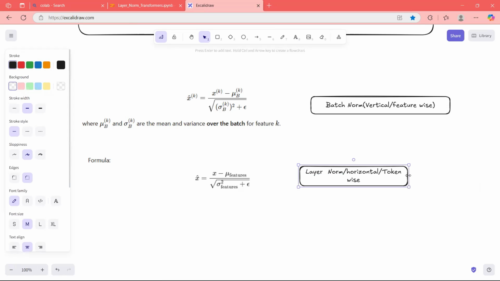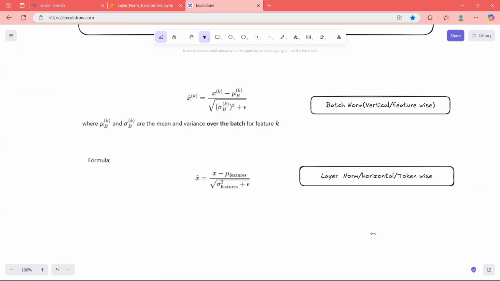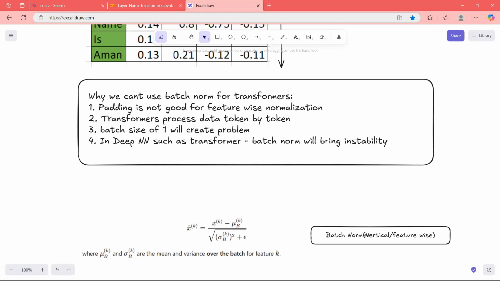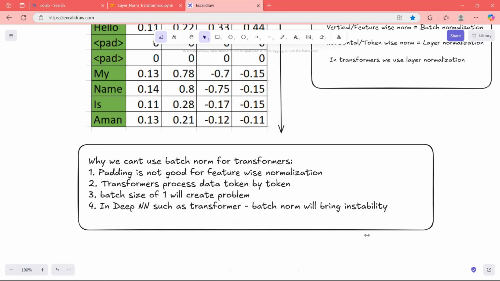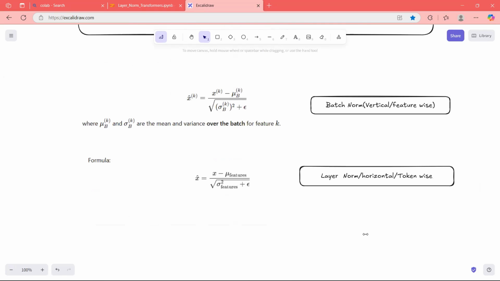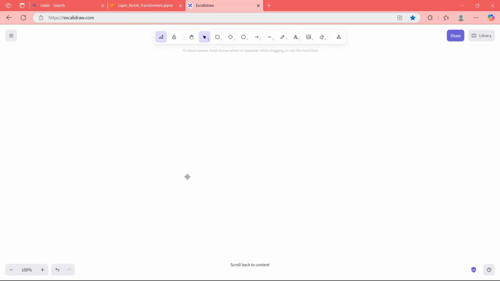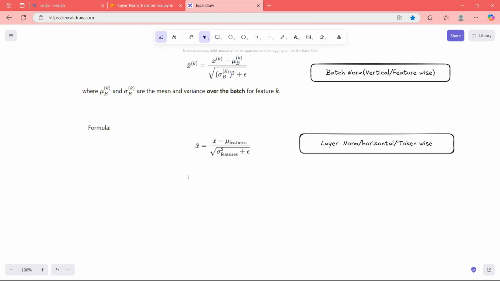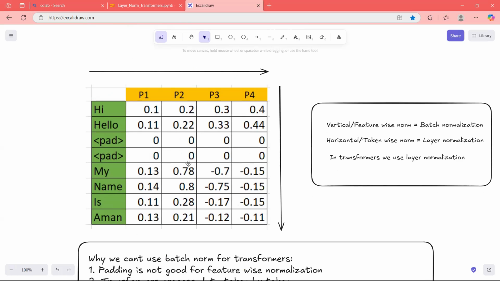Token wise. Fine. So by looking at these things, you should always understand how these two normalization techniques are different and why we use layer norm in transformers. Now what we are going to do is cover one last thing before we go to Python. One thing that I have not told you is that here we are taking the embeddings directly.